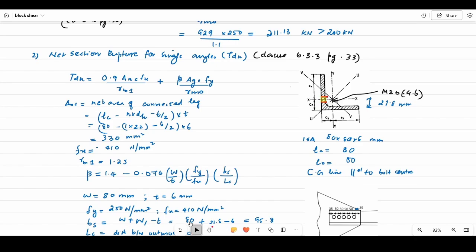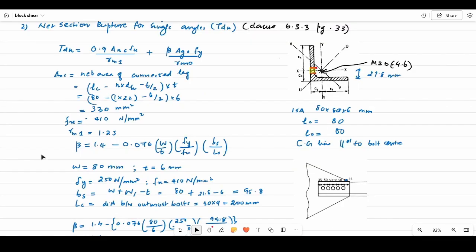Next thing we will be discussing is the beta value. Now here beta is the value which takes the effect of the shear lag. So usually beta is called the shear lag factor. Now the equation for beta is given below the equation of Tdn in the IS code under clause 6.3.3 on page 33, and this is the equation: 1.4 minus 0.076 multiplied by w by t into fy by fu into bs by Lc. So all these things have to be considered as a single term, then we can reduce it from 1.4.